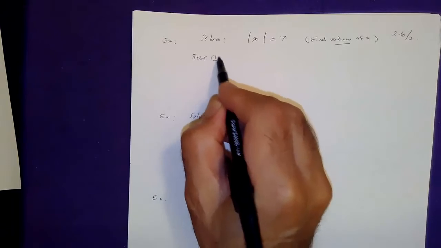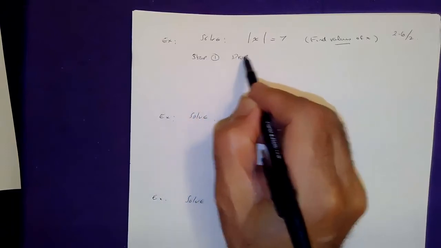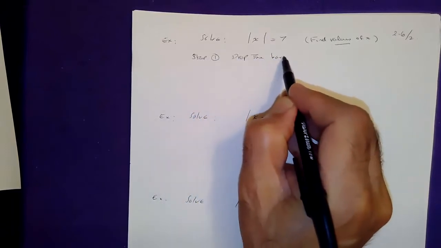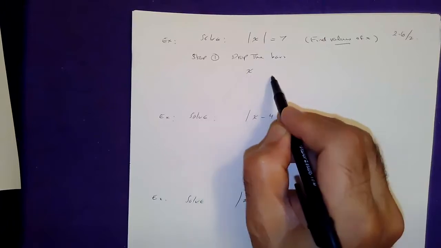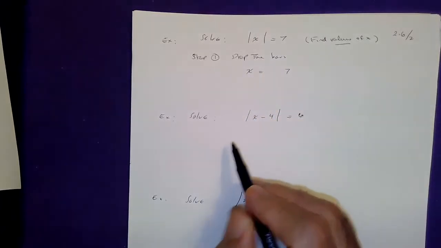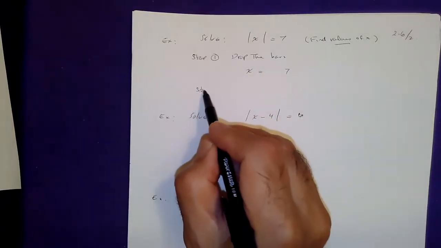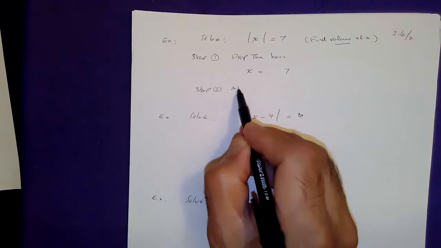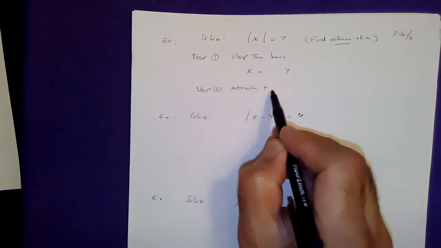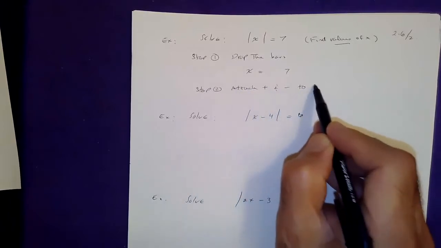Step 1, drop the bars, so you get x. Step 2 is what? Attach plus and minus to the right side.